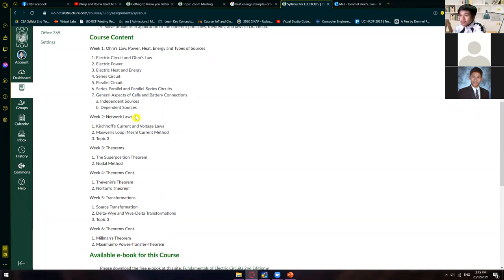And then next week, maybe Tuesday or Friday, we'll start discussing Kirchhoff's law, KCL or KVL. And then the much more advanced method is the Maxwell loop, or sometimes you call this one mesh. Oops, so this is a correction. So never mind this one. So remove this topic three.